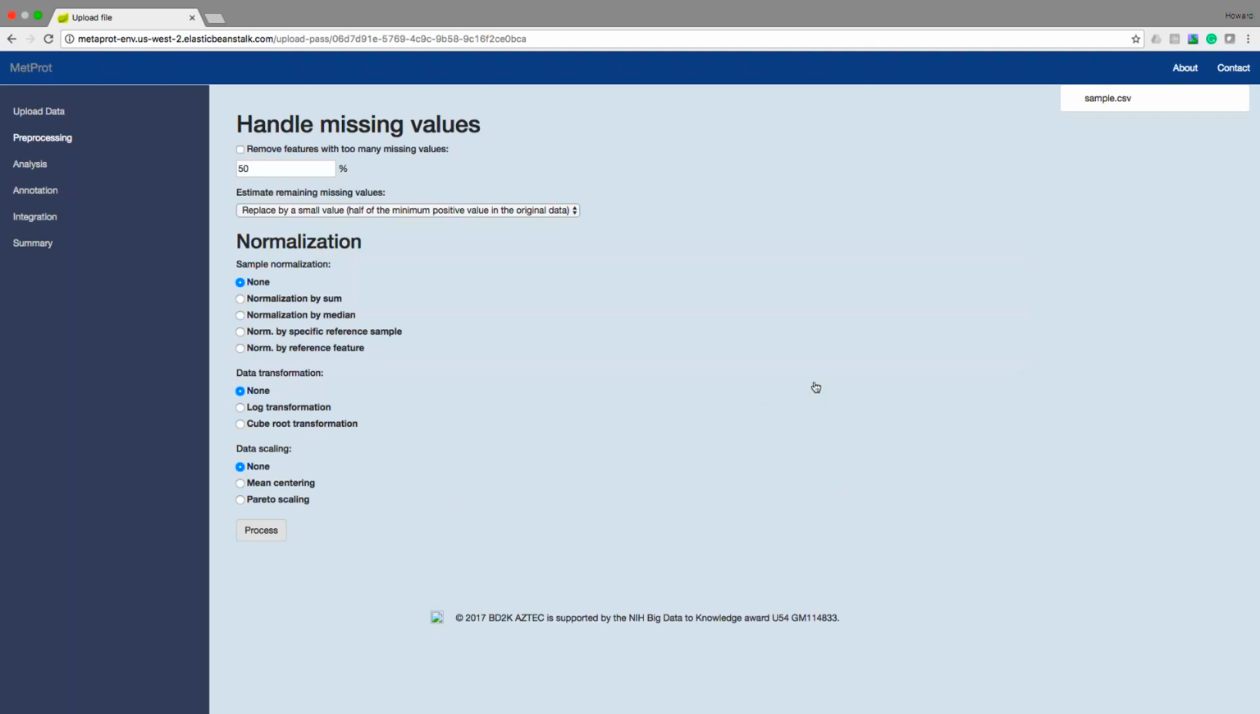Once you upload the data, you'll be able to do the pre-processing. You can handle the missing data, as well as select the method for normalization, transformation, and data scaling, and you can process. Then it will automatically create the pre-processed file.